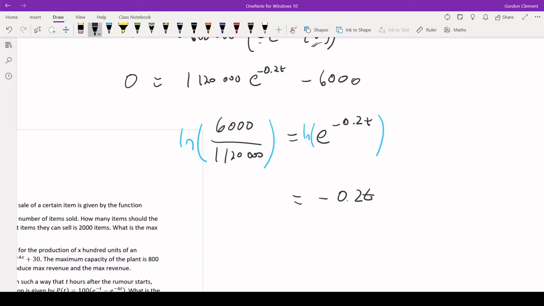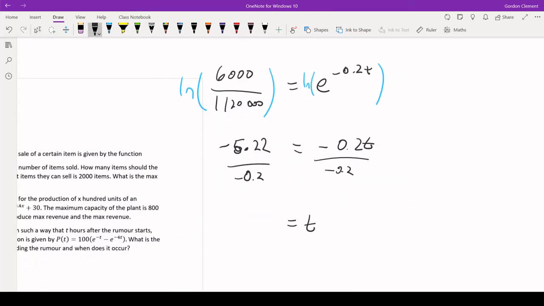So the right side simplifies to that. The left side, 6,000 divided by 1.12 million, is that. The log of that is negative 5.22, we'll round it off to, and then I'll divide by the minus 0.2. And I get 26.1, so we'll round that off to 26 days. So that's our only critical value.